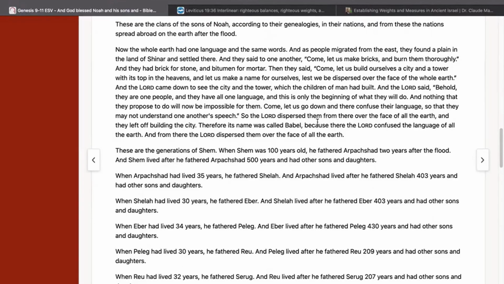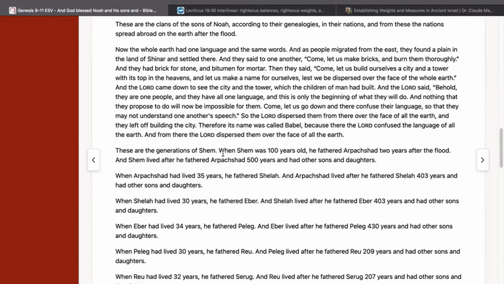So the Lord dispersed them from there over the face of all the earth, and they left off building the city. Therefore, its name was called Babel, because there the Lord confused the language of all the earth. And from there, the Lord dispersed them over the face of all the earth.